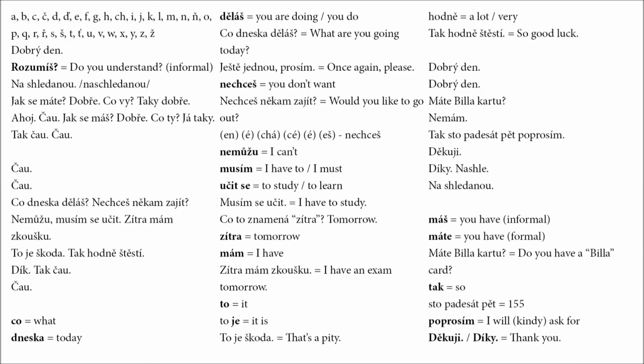Jak se máte? Dobře. I mean, good. Dobře, to be exact. Co vy? What about you? So what about you, right? Taky dobře. I'm also well. Taky. And try saying in Czech. Taky dobře. Taky, also, dobře, well. Okay.